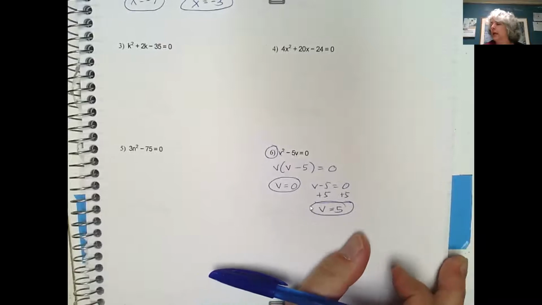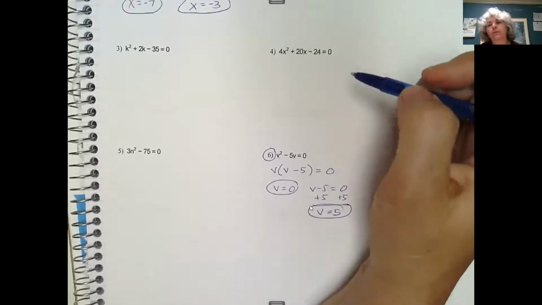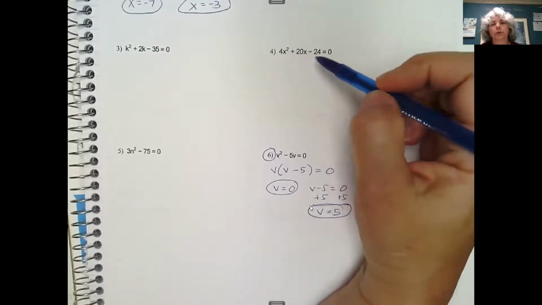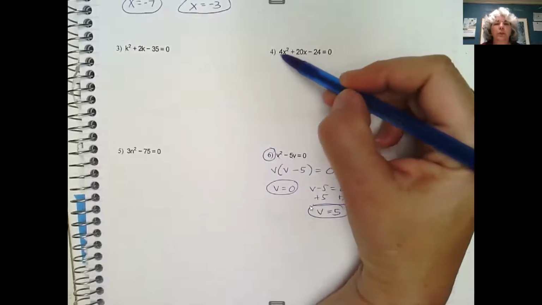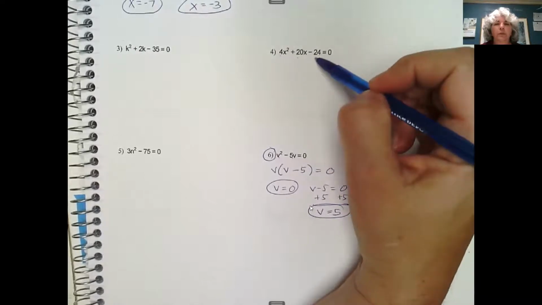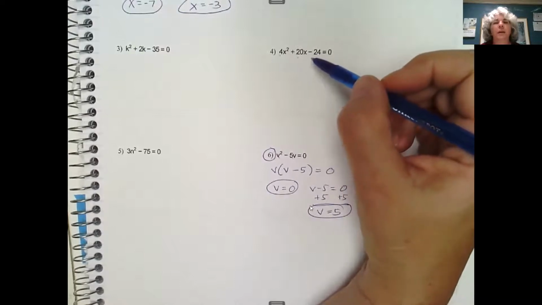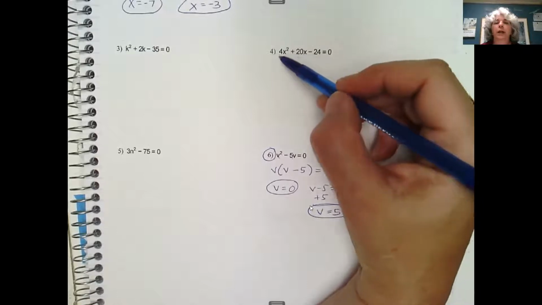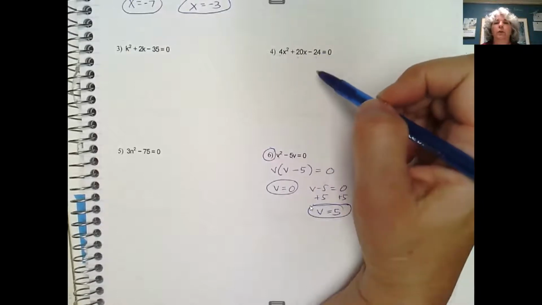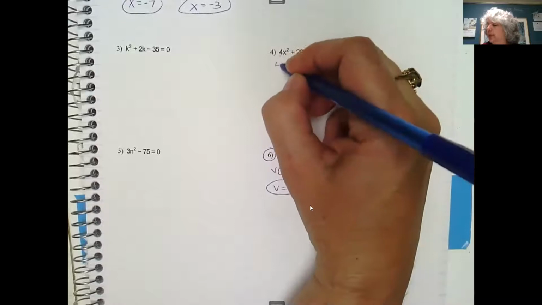Okay. Let's take a look at number 4. Number 4 looks pretty tricky, but you do notice there's a common factor. Maybe if you notice the common factors first, always look for common factors first, and then see what you can do from there. It might make it a little bit easier. So I can see that 4 is a common factor to all 3 terms. So I'm going to factor that out first.